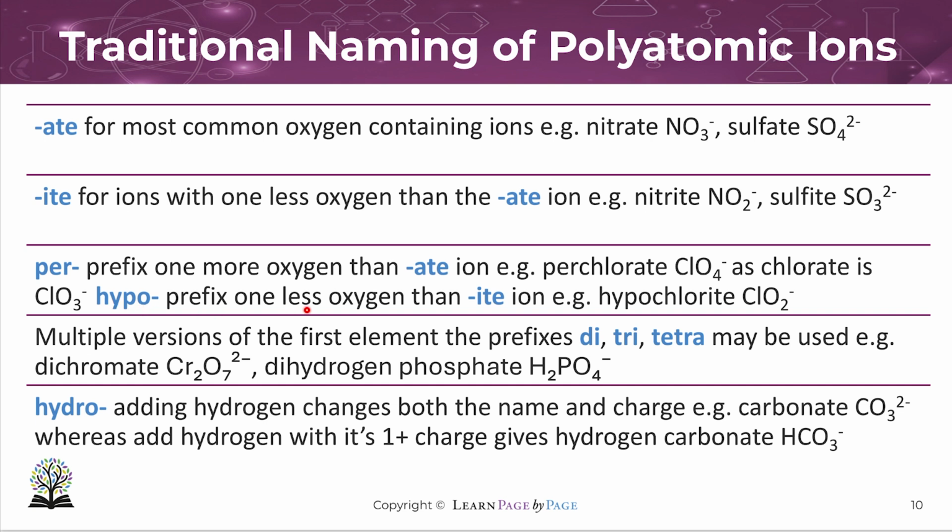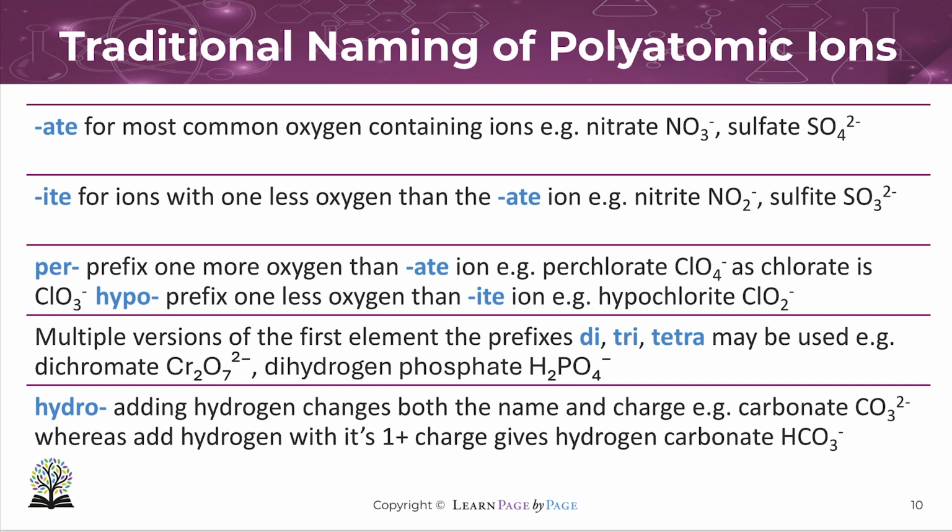That is the prefix when there's 1 less oxygen than the ITE ion, because if you remember, ITE was for ions 1 less than the ATE ion, and if you go 1 less than the ITE ion, you're going to use the prefix hypo. So with hypochlorite, ClO2 1-, the ATE version, chlorate, was ClO3 1-, so hypo is 1 less.